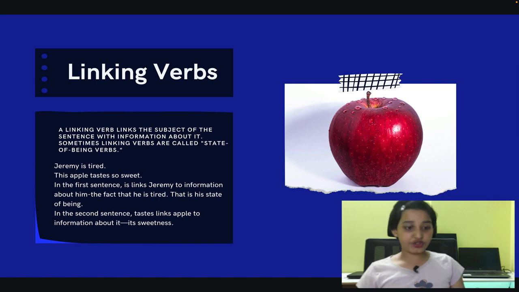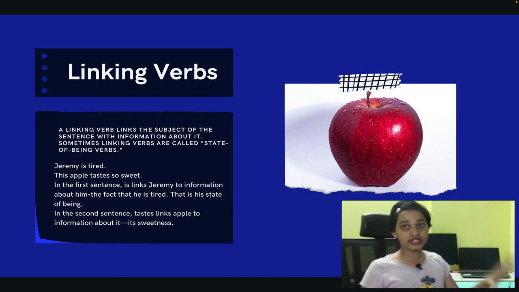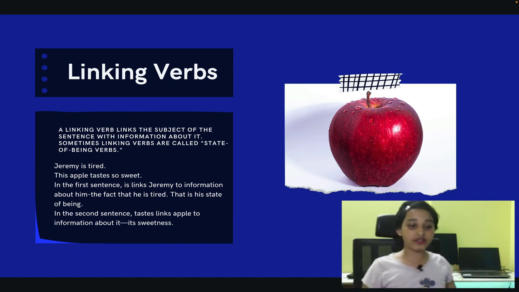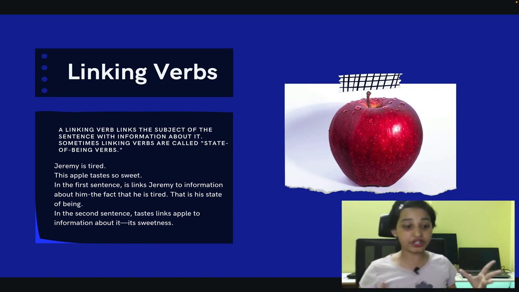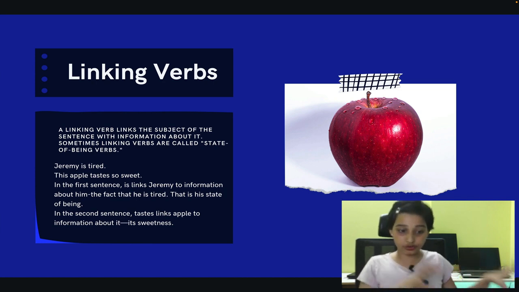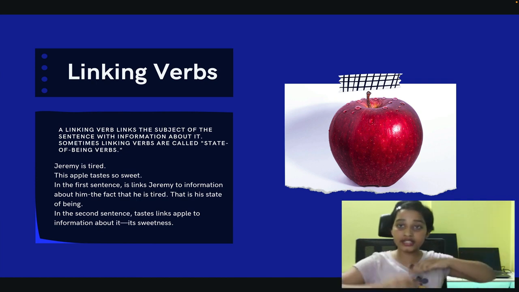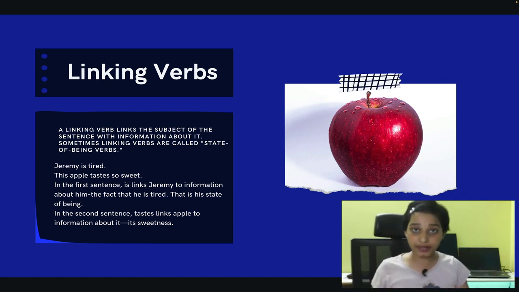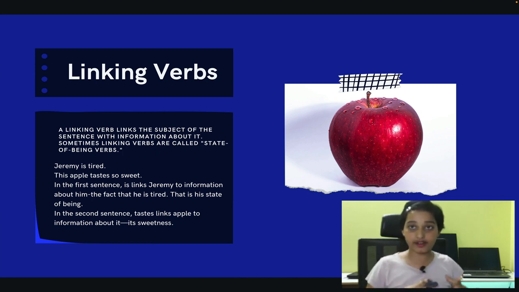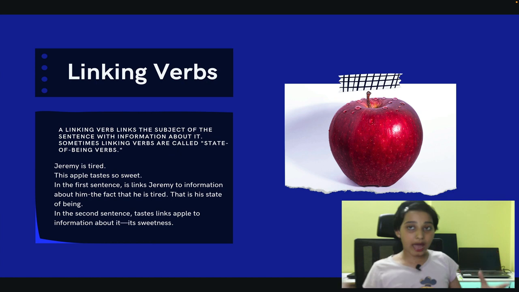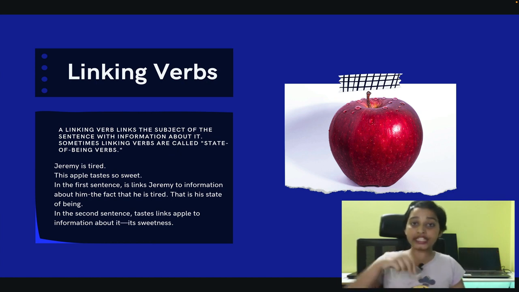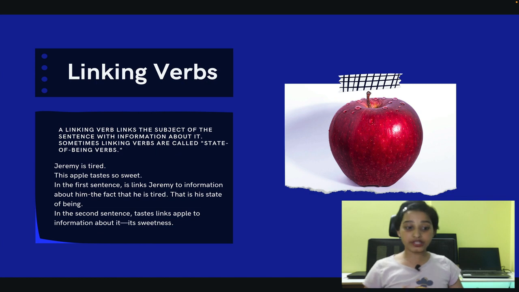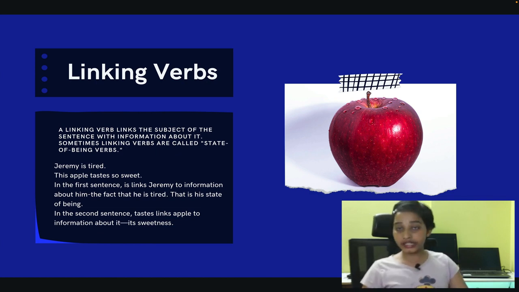So let's see some examples. Jeremy is tired. This apple tastes so sweet. In the first sentence, Jeremy is the subject, and then we are giving the information that he is tired. So here the verb is linking the information to the subject. That is his state of being, right? That is how he is being, like tired or happy or sad.